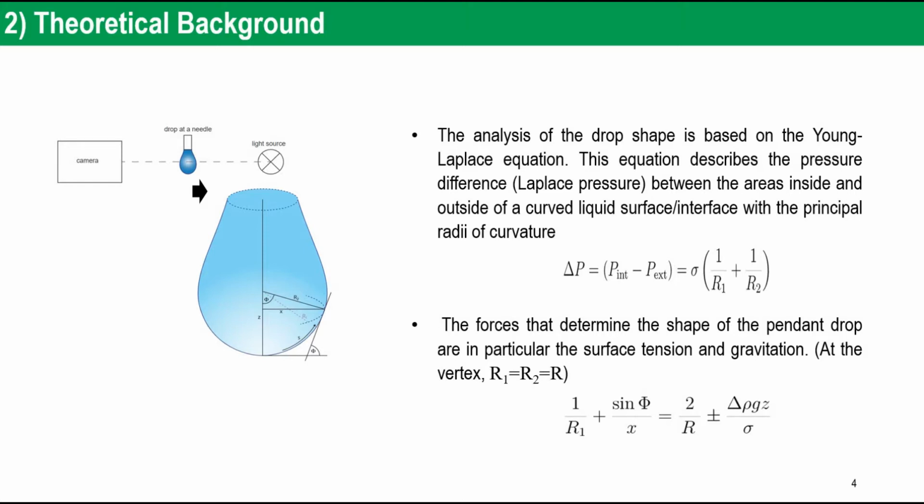The surface tension seeks to minimize the surface area and get the drop into a spherical shape. Gravitation, on the other hand, stretches the drop from this spherical shape and the typical pear-like shape results.